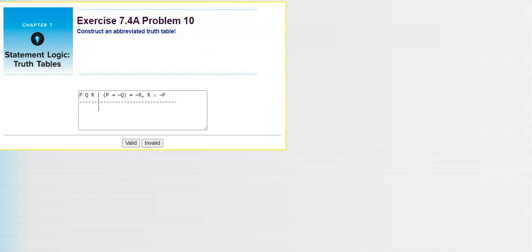So let's take a look at this one. The problem is with the three statement variables P, Q, and R. The argument is: if P, then not Q, if and only if not R. That's the first premise. Then R is the second premise. And then the conclusion is not P. You want to figure out if this is a valid argument or not.